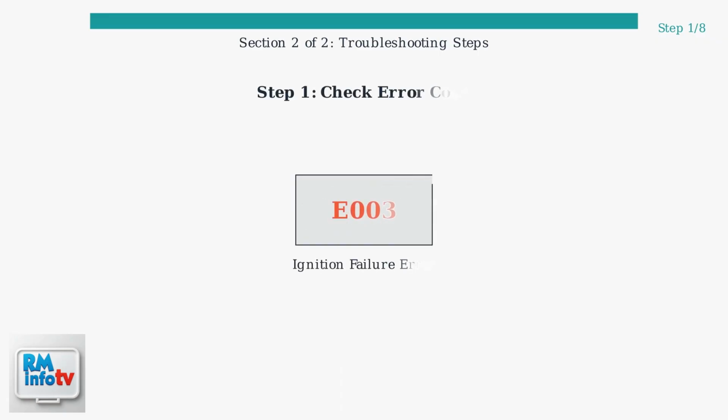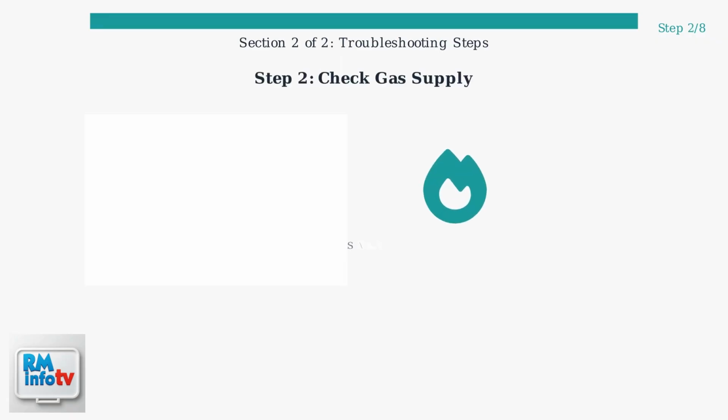Step 1. Check the error code displayed on your unit. Note the specific code like E03 or 001, as this helps narrow down the potential causes of the ignition failure. Step 2. Verify your gas supply. Ensure the main gas valve is fully open and check that gas pressure is adequate. Look for any visible damage or leaks in the gas lines.